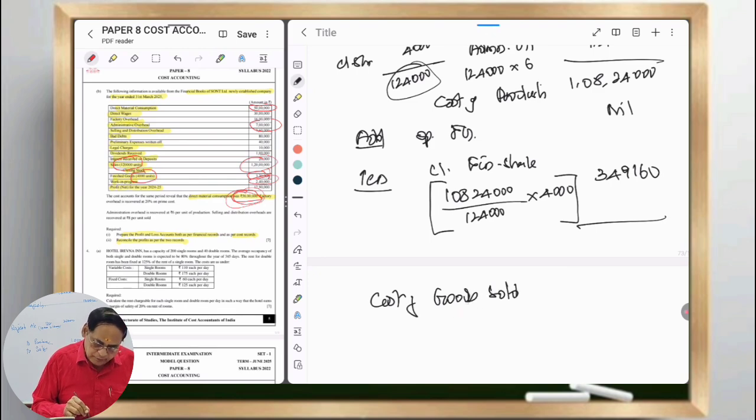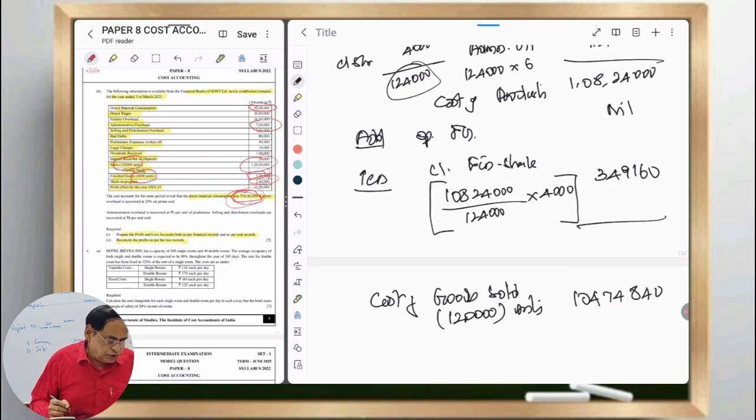That is for how much? After deducting 4,000, it's for 1,20,000 units. How much did it cost? 1,08,24,000 minus that 3,49,160, that is 1,04,74,840.